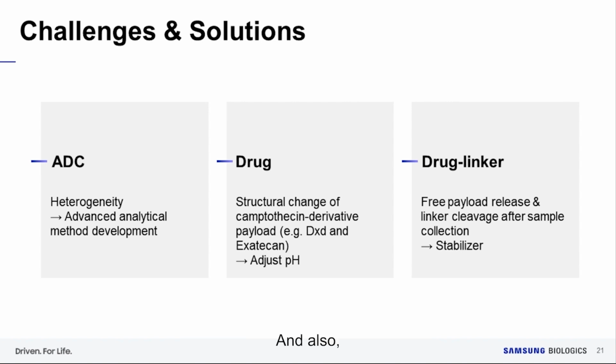And also, our payload room has an amber light for light-sensitive payload because, in reference, some exatecan derivatives can be degraded under light. So we are controlling under the amber light at Samsung Biologics. So it's also a good solution for those kinds of challenges.